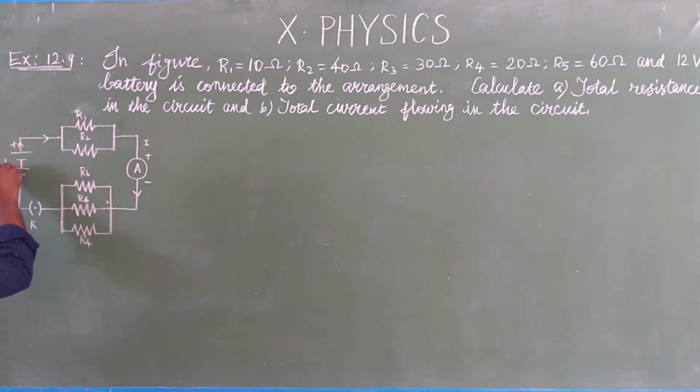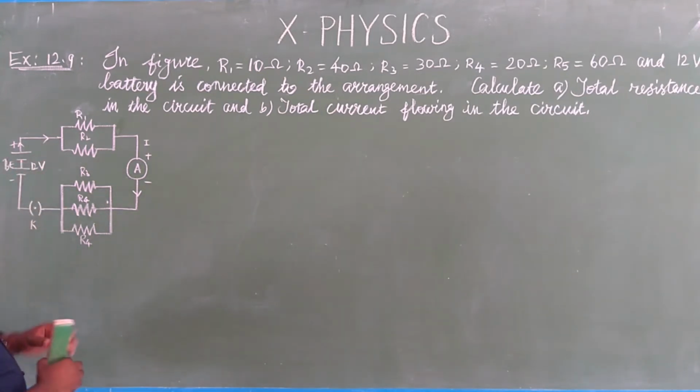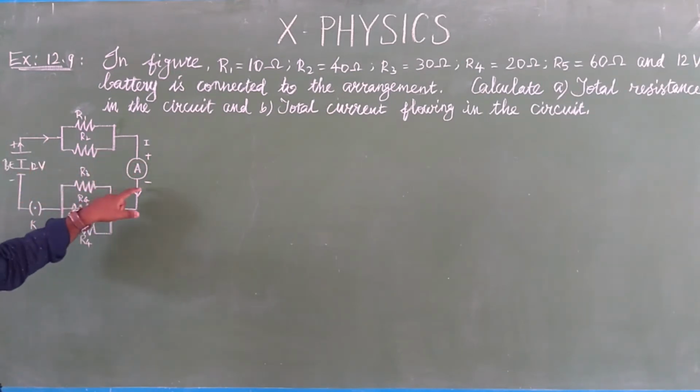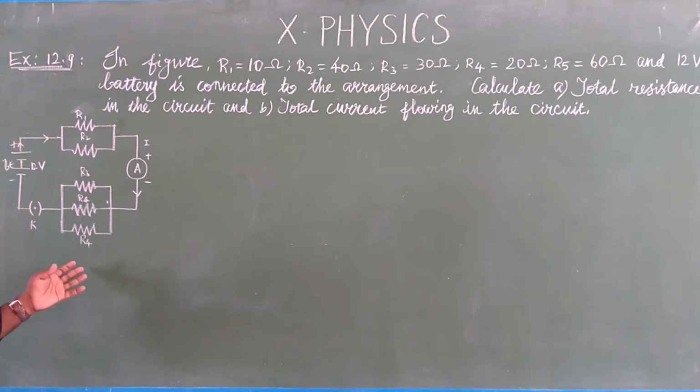So what is the battery? It is a 12 volt battery with an ammeter. The battery plus is always connected to the ammeter, and battery minus to the ammeter negative side. Now we want to calculate the total resistance in the circuit.